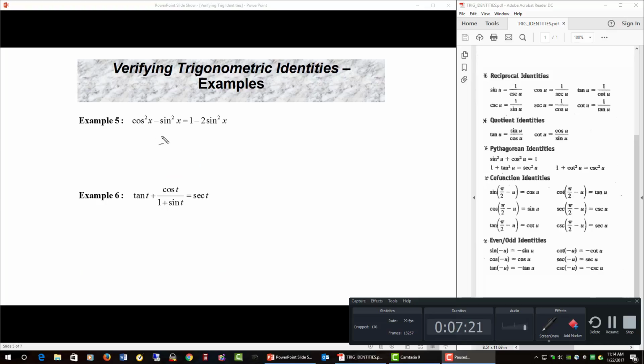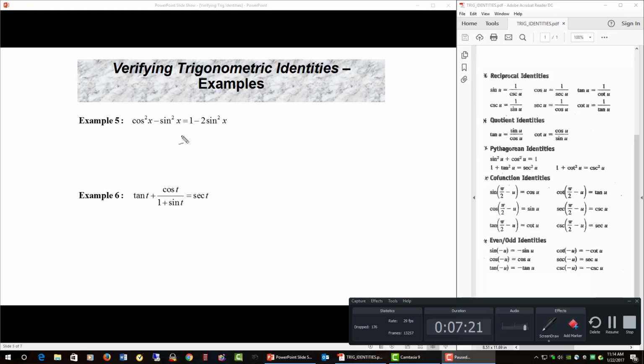All right, for example 5 here, we've got the cosine squared x minus sine squared x, and you want to try to show that this equals 1 minus 2 sine squared x. Now, a lot of times I'll have students go, well, cosine square, sine square, that's 1. Be careful. Do not make up your own identities. The Pythagorean identity is, there's an addition between those, not a subtraction that equals 1. And plus, if this was 1, you wouldn't have it verified anyway.